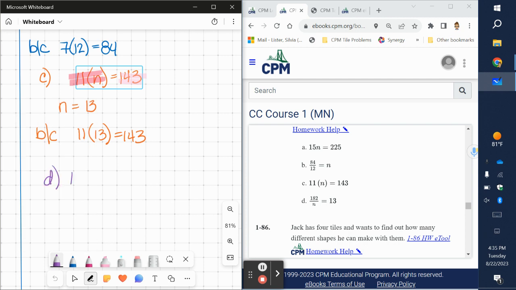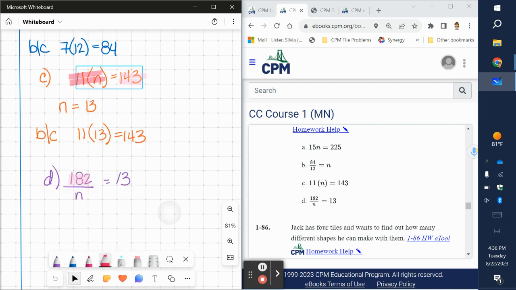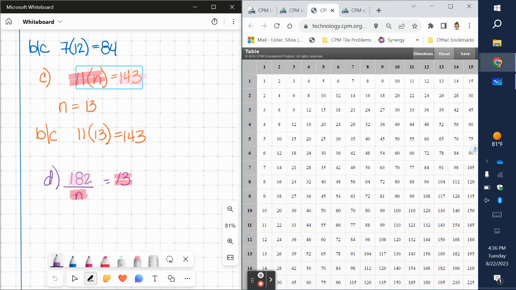I've got 182, and since this is division, I know that my factors were my n and my 13. So this was my product if I wrote it as multiplication. And these are my factors that I'm looking for on the outside.